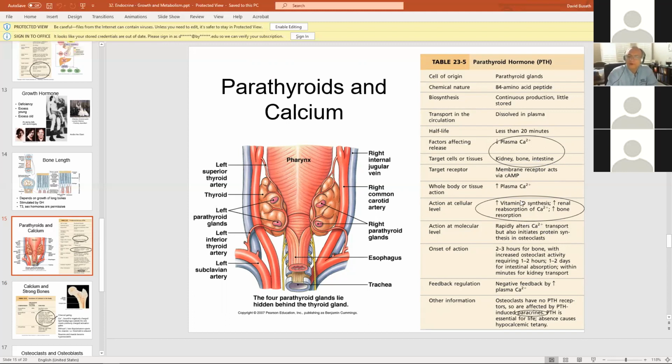Also, parathyroid hormone, it turns out, alters vitamin D synthesis, the conversion of D3 into calcitriol, which also influences kidney reabsorption and bone resorption.